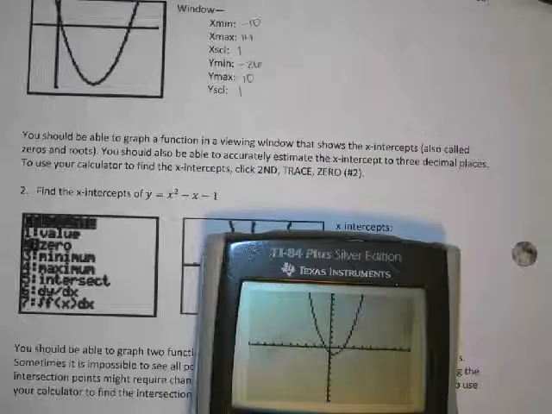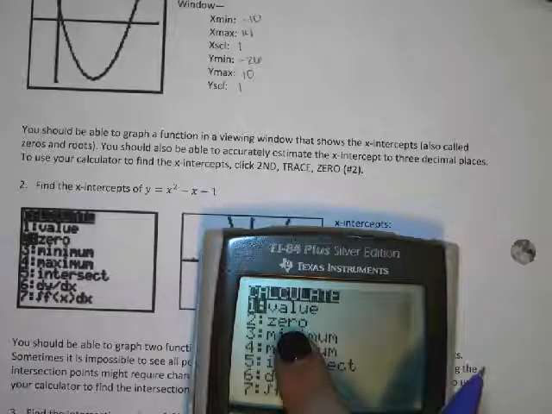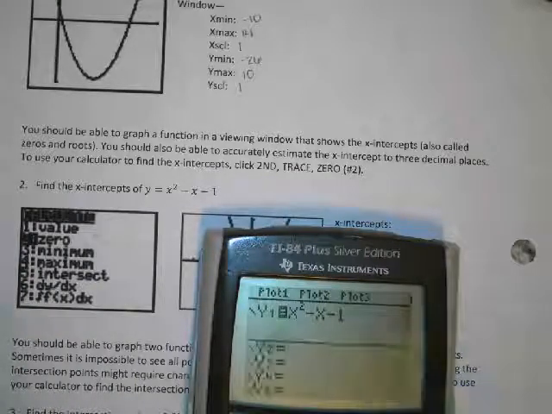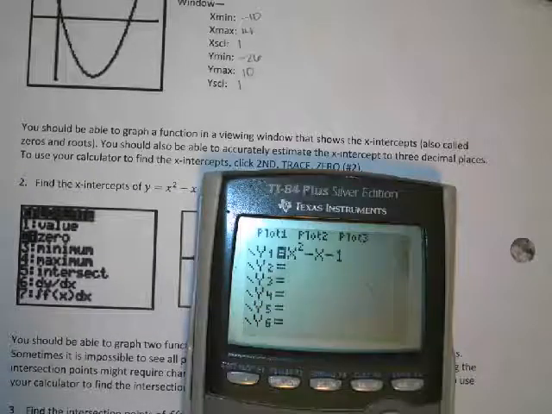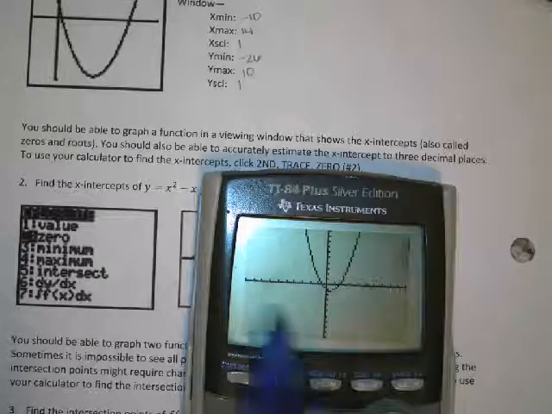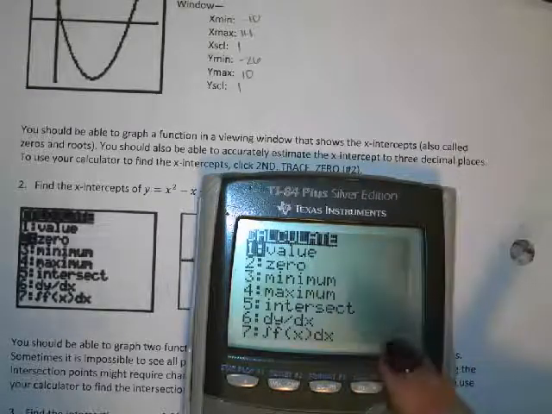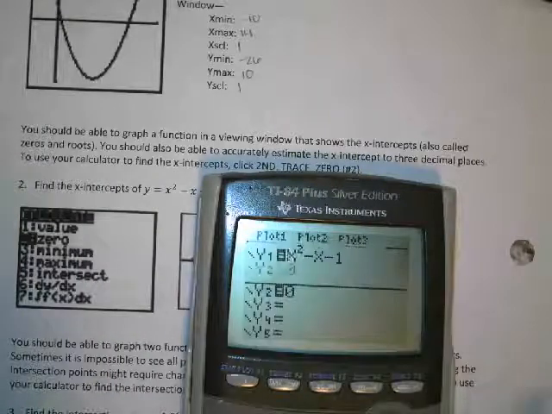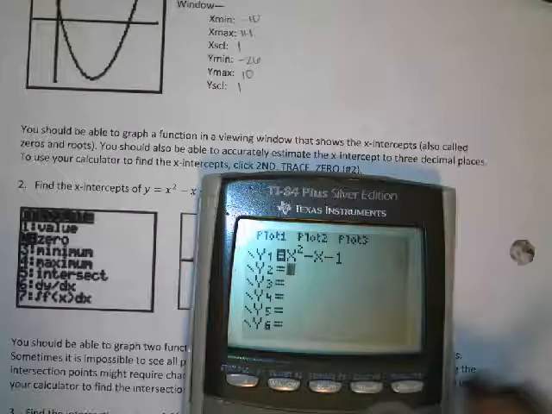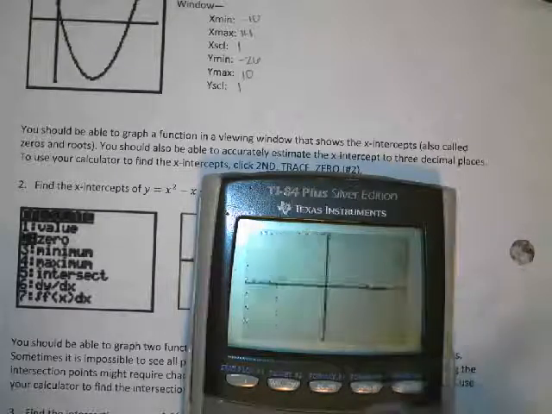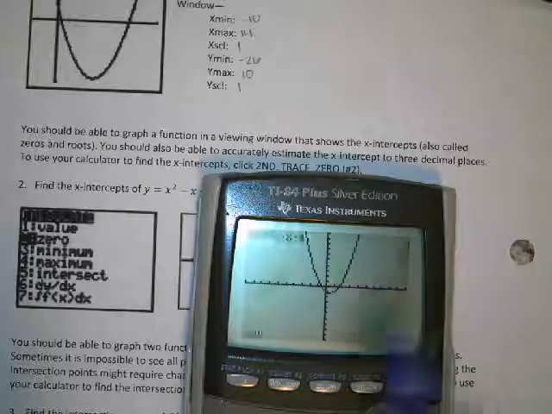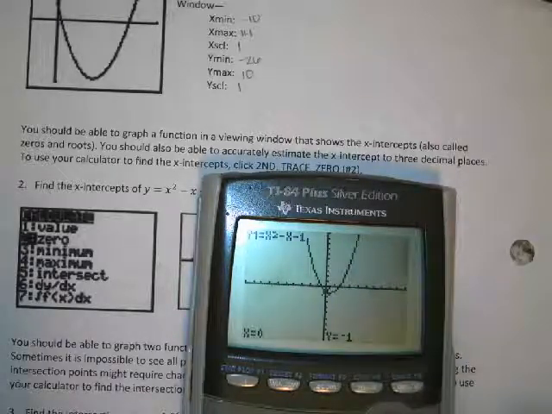To find the x-intercepts, I've seen people do it a couple different ways. My preference is to do second trace and then use the zero option, because the zeros of the graph are the x-intercepts. I have also seen teachers say that y2 is a horizontal line at 0, which graphs a line we just can't see, and then you use the intersect option to find where the two lines cross. Both of those methods are valid. The intersect option is probably a little bit easier, but we still have to use the left bound and right bound method for other things, so I'm going to do that.